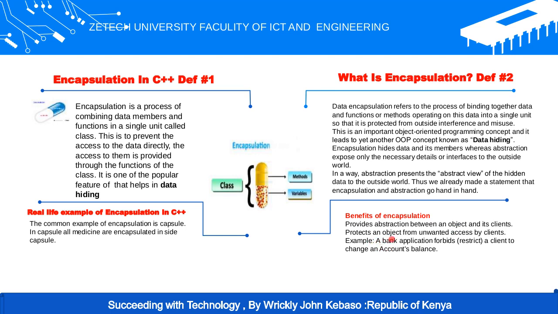It protects an object from unwanted access by a client. For example, we talk about a scenario whereby a subclass, or a child class, is trying to inherit from a parent class on the private access specifier. It will not be allowed, because private members are not inherited from the superclass. I hope this is clear.